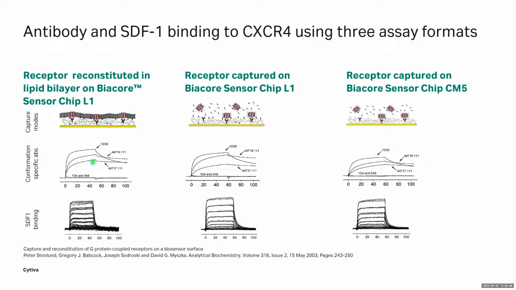All three of them are capable of binding, whereas irrelevant antibodies are not giving us significant binding signals. We can get similar effects by just capturing the receptor on sensor chip L1 or sensor chip CM5, again, without reconstituting lipid around it. So the appropriate detergent conditions can give you binding similar to that of a reconstituted receptor. Of course, here we are looking at fairly large binding partners, antibodies against receptors.